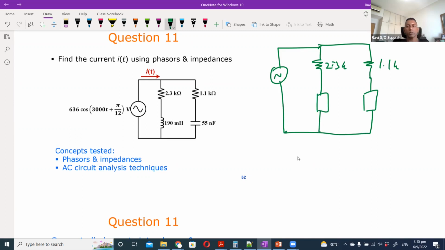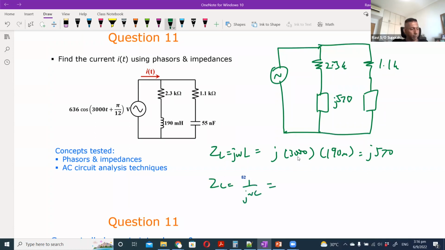So ZL would be J omega L. Omega in this case is given, with 3,190 milli, which will give me J570. And ZC is 1 over J omega C, which will be minus J over 3,055 nano. It should be minus J6061.